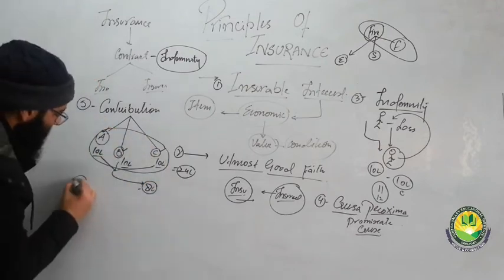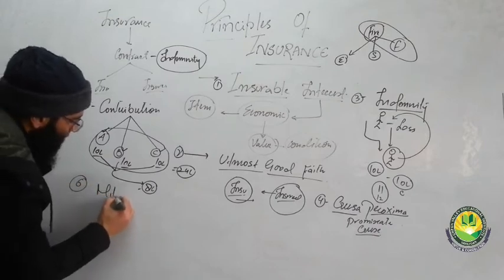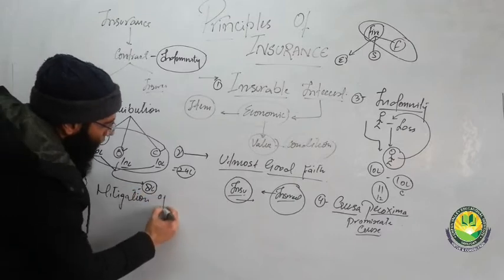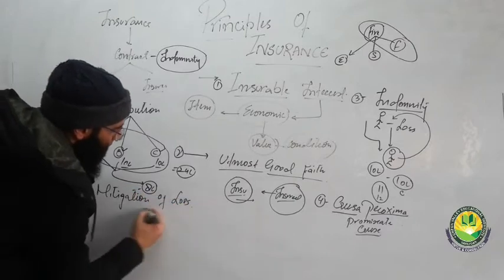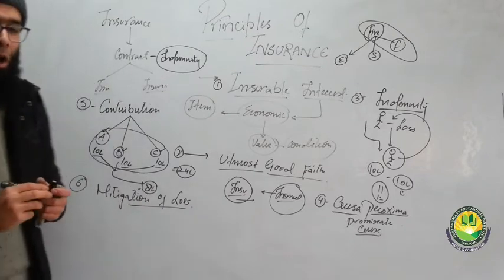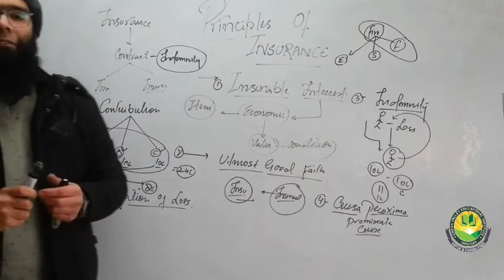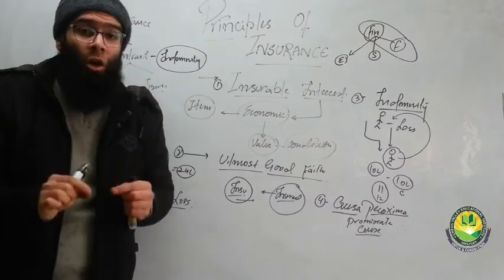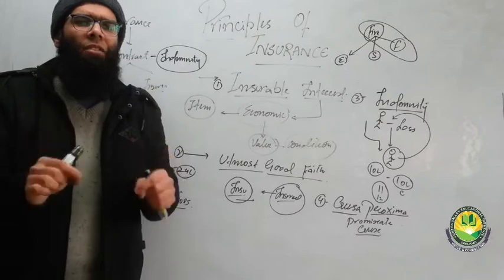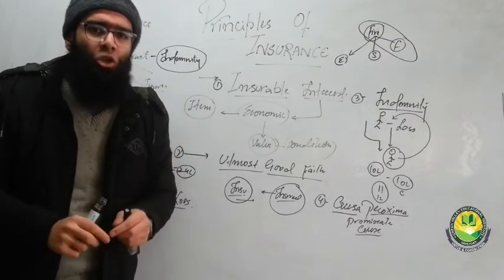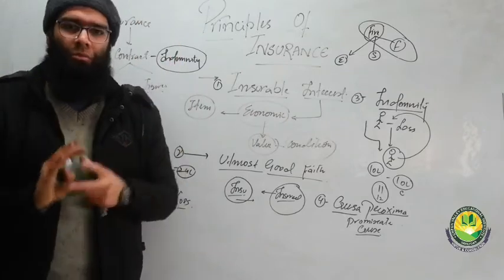And then sixth, principle of mitigation of loss. What do we mean by principle of mitigation of loss? When we say mitigation of loss, it says that the insured will take each and every step, will take each and every precaution so as to reduce the damage.